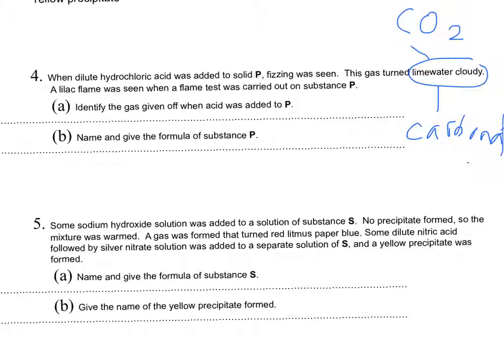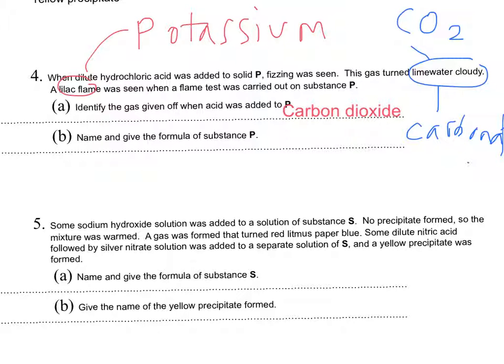So carry on reading through. A lilac flame in a flame test tells us that we've got a potassium ion. So this is telling us that we must have potassium carbonate. So the gas that was given off, we've already said that's carbon dioxide. Okay, and name and give your formula of substance P.